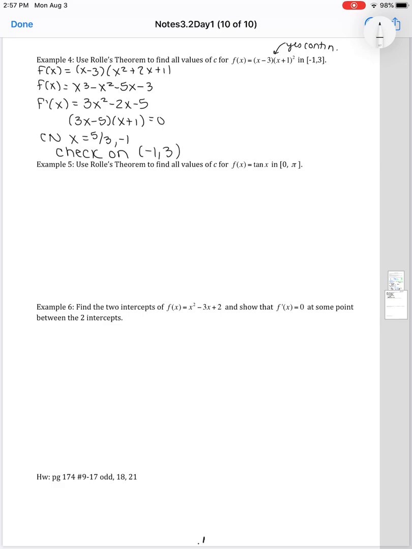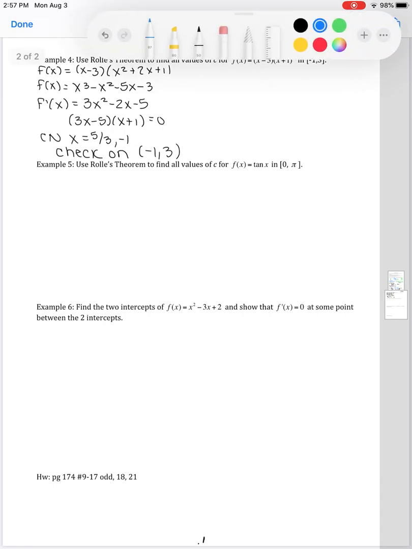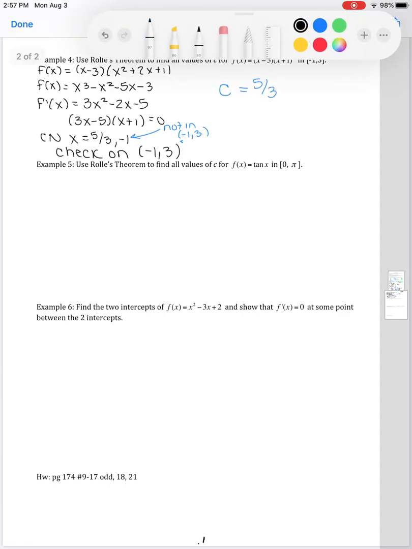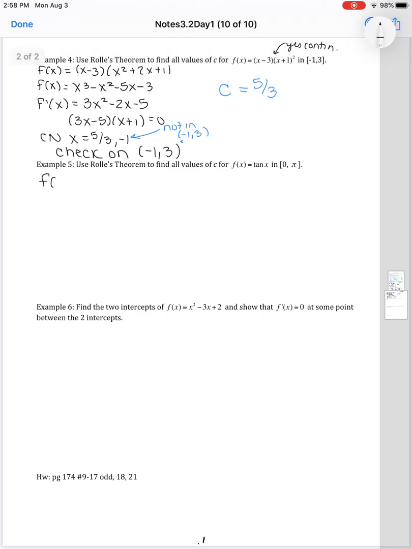Keep in mind, though, you have to check on the open interval from -1 to 3. 5/3 is okay, but -1 is not part of that, okay? So let's make a little note. It is not in the interval -1 to 3 because it has a parenthesis here, which means your only C value is going to be 5/3 for this one. So don't forget to check it on the open interval.